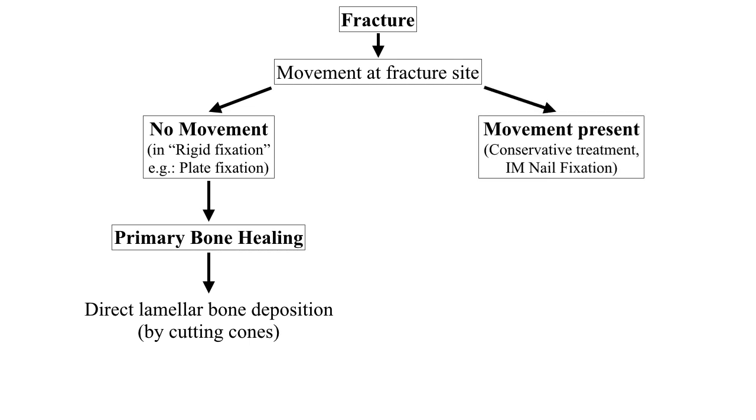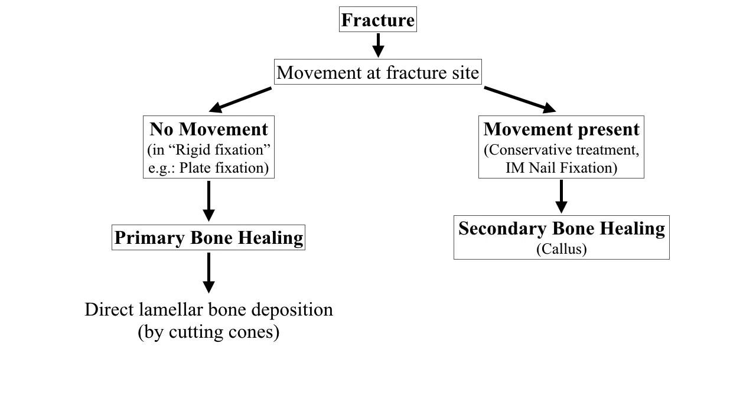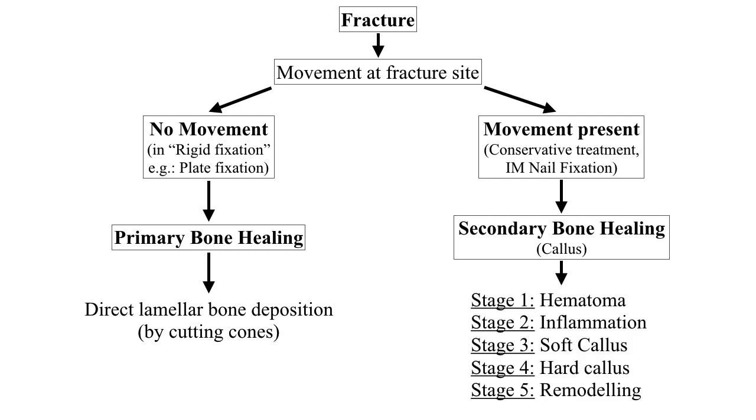Now coming to the second scenario, whenever there is movement at the fracture site, as seen in conservative treatment of fractures and intramedullary nail fixation, this persistence of movement at the fracture site results in callus formation, and the bone heals by secondary bone healing. And secondary bone healing has 5 stages, that is hematoma, inflammation, soft callus, hard callus, and remodeling. So these are the two types of bony healing at the fracture site. Hope you have understood the types of fracture healing.